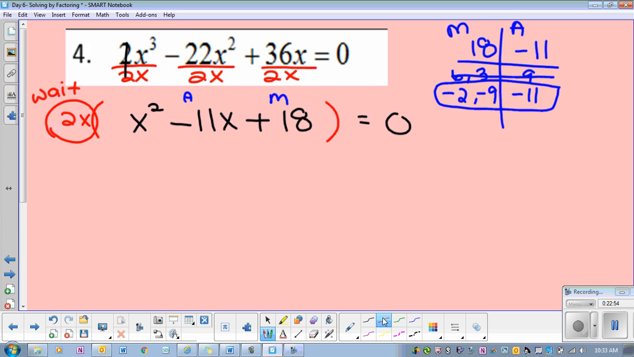Alright, so inside the parentheses, I have just a regular old x squared. That means I can do my shortcut. Double parentheses, x, what, 2? Minus 2, right? And then the other one is x, what? Minus the 9. Oh, don't forget to bring down your 2x, your GCF, right? And then all of this is equal to 0.